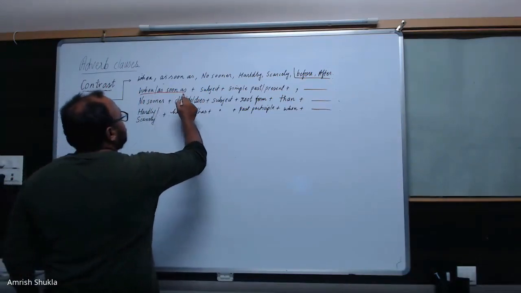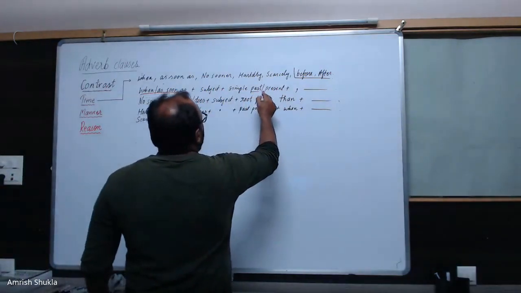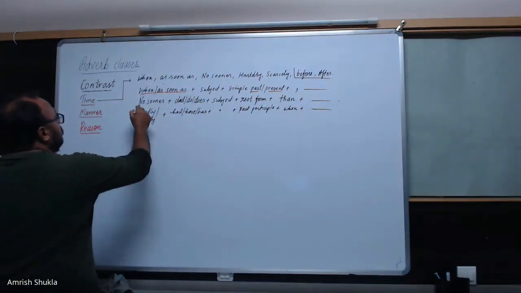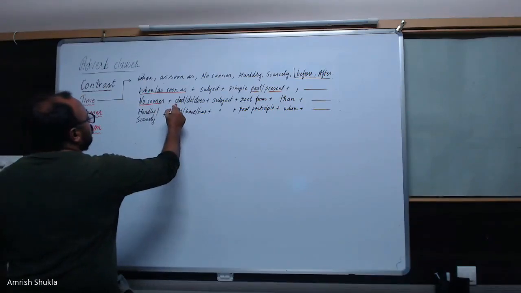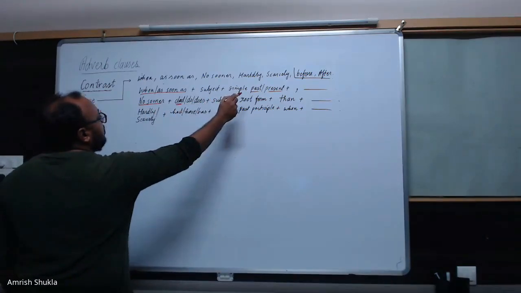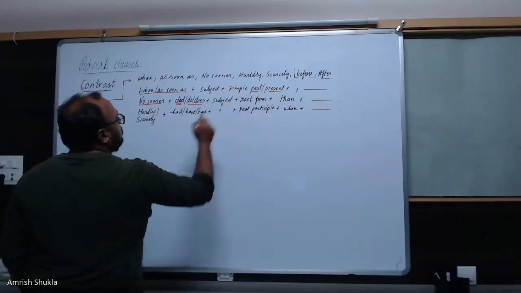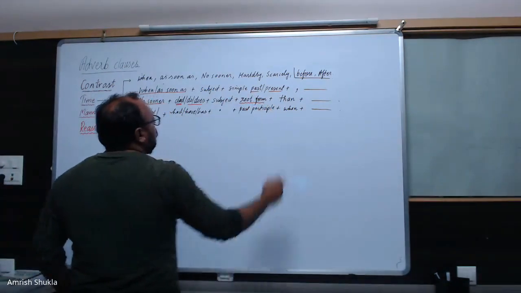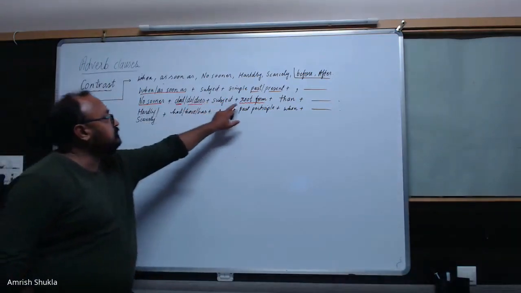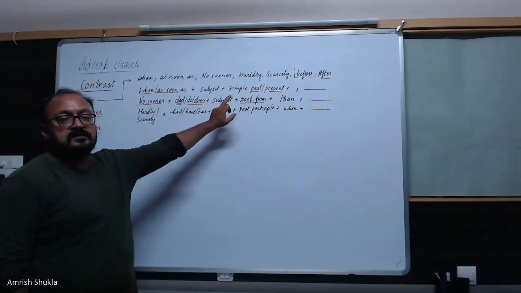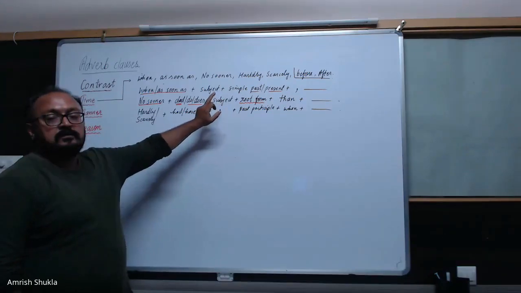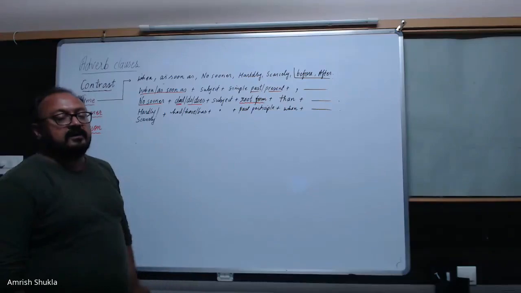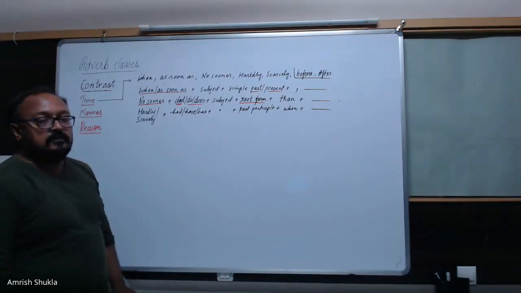when, as soon as. With that you can use simple past tense or simple present tense. With no sooner, you have to use did if it is past tense, do or does if it is present tense. Here always you have to use the root form of the verb. So no sooner is always followed by the root form of the verb, just as we do with do, does, did. When we use do or does or did, that is always followed by the root form of the verb.